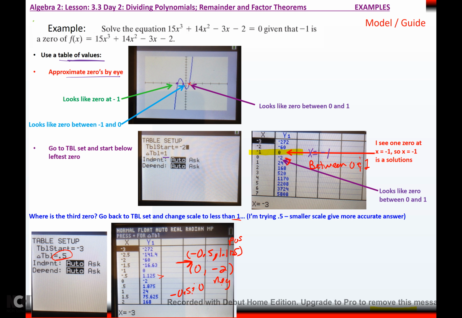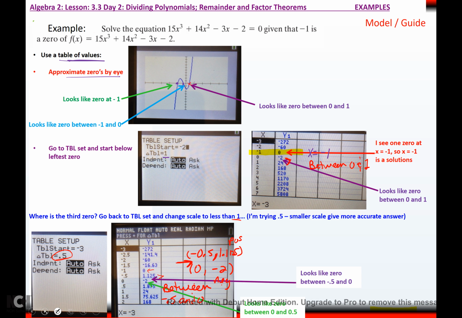Okay? So I have a 0 between -0.5 and 0. Now, to get it exactly, you'd go back to the graph and just calculate the zeros. But a lot of times on tests, they'll give you table values and say approximate the zeros. Obviously, if you find a 0, that's exact, but if you find sign changes in the y column, you haven't found it exactly, but you can ballpark it and say, well, it's between here and here.